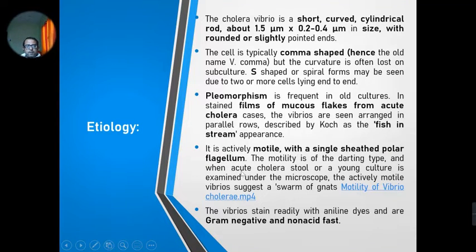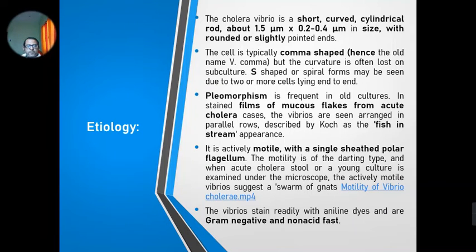When we observe acute cholera stool under the microscope, you are able to observe actively motile vibrios which are described like swarms of gnats, like whales which move in the sea, or fish which move in the sea. Like that, you are able to observe the motility in a fresh culture.